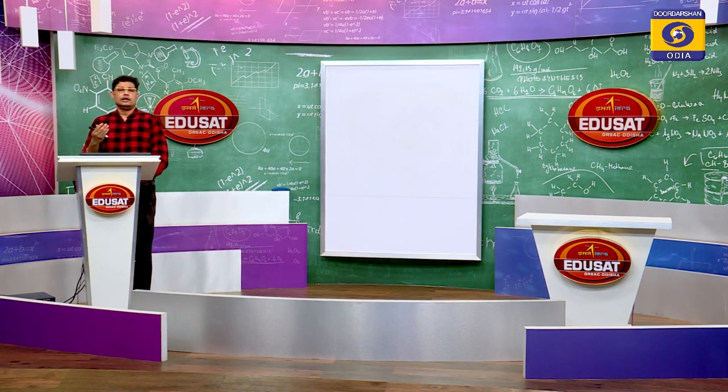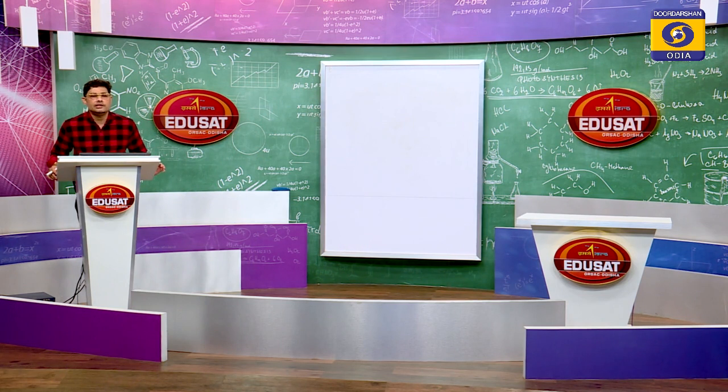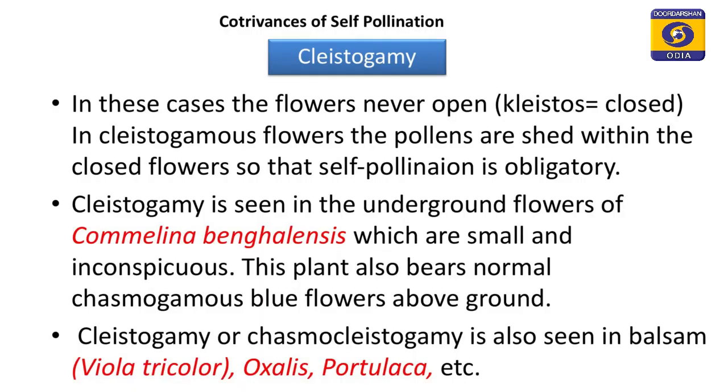In other words, the contrivances of self pollination are called the inbreeding devices, and the contrivances or adaptations of cross pollination are called the outbreeding devices. So we will focus on that. First, the contrivances of self pollination. This is one of the contrivances of self pollination, called cleistogamy.